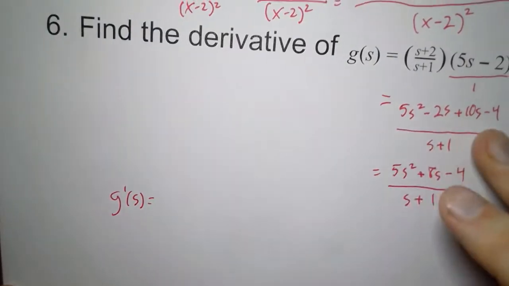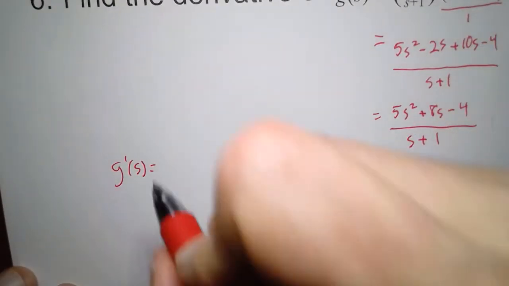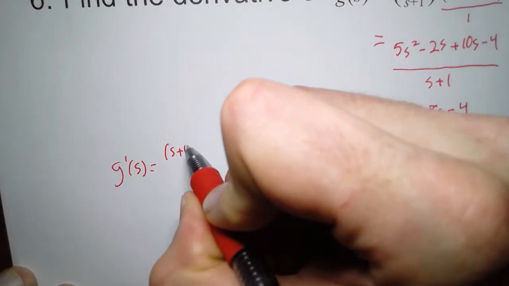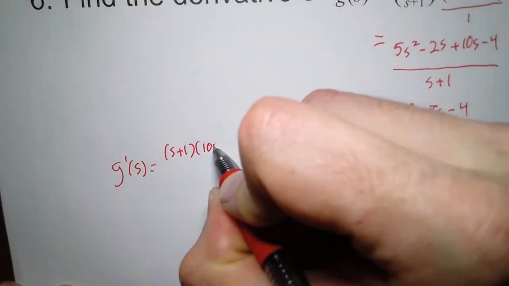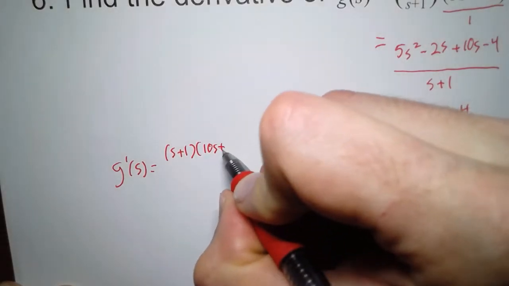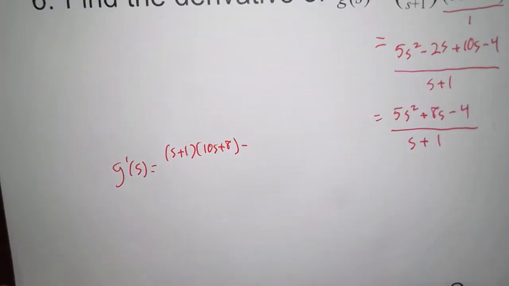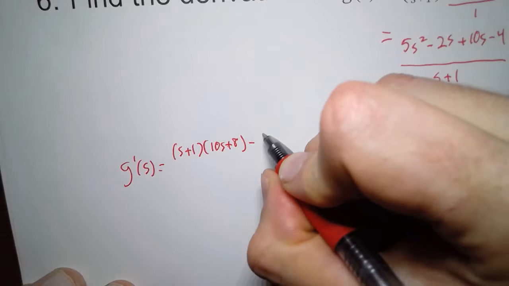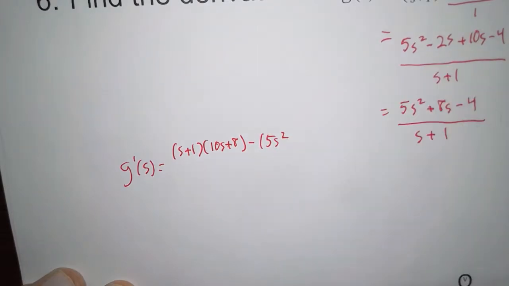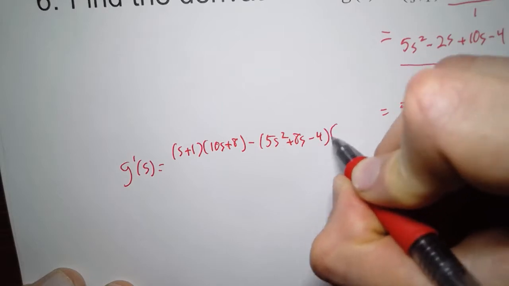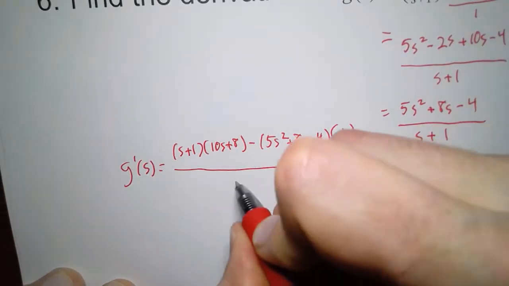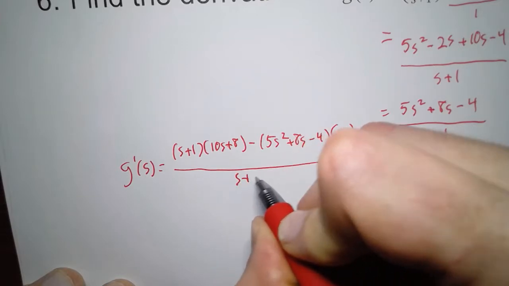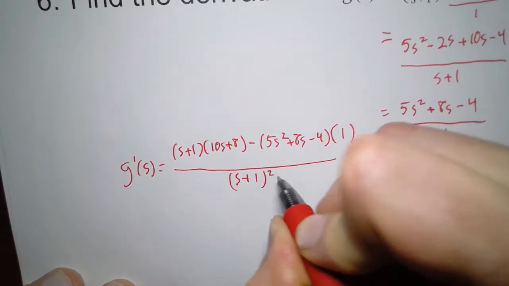So low d high. So s plus 1 is our denominator. D high, the derivative of the top, is 10s plus 8, minus high, take the numerator, 5s squared plus 8s minus 4 times the derivative of the bottom, that's 1, all over the denominator, s plus 1 squared.